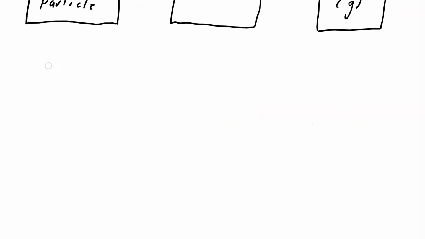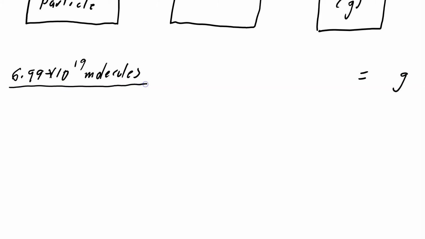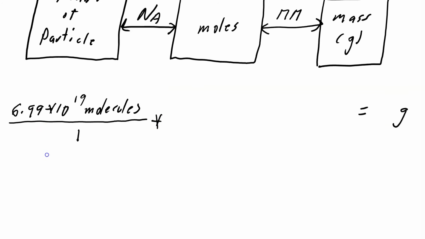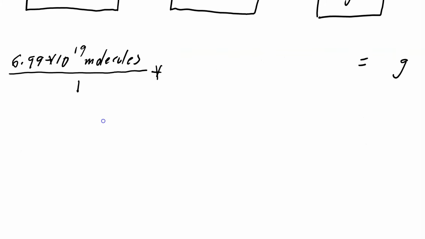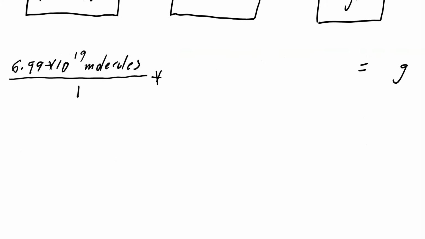Our starting point, 6.99 times 10 to the 19th molecules. I may run out of room, so we'll just erase as we need to. Equal sign, we want our answer in grams. The molecule, of course, is UF6. This is over 1. My first conversion factor then is going to be Avogadro's number. I need to convert number of molecules to moles. I use Avogadro's number. That number will be given to you on any quiz or exam.